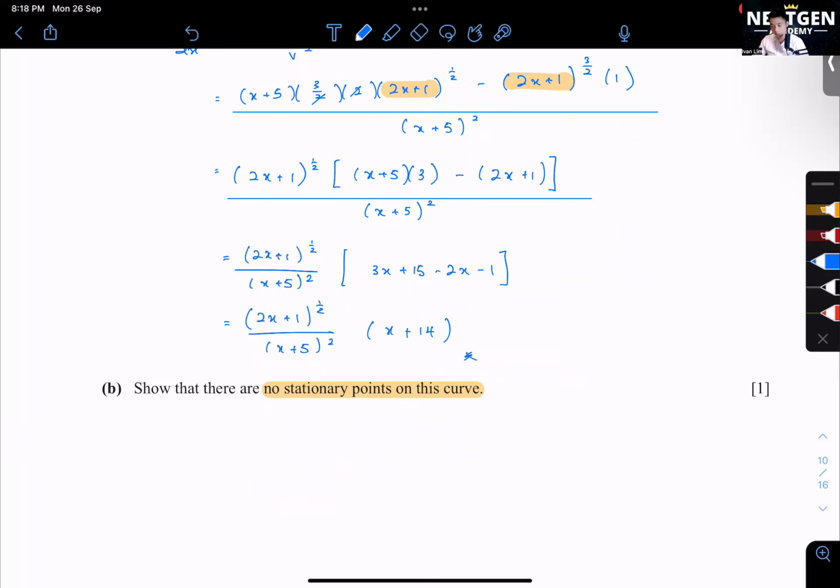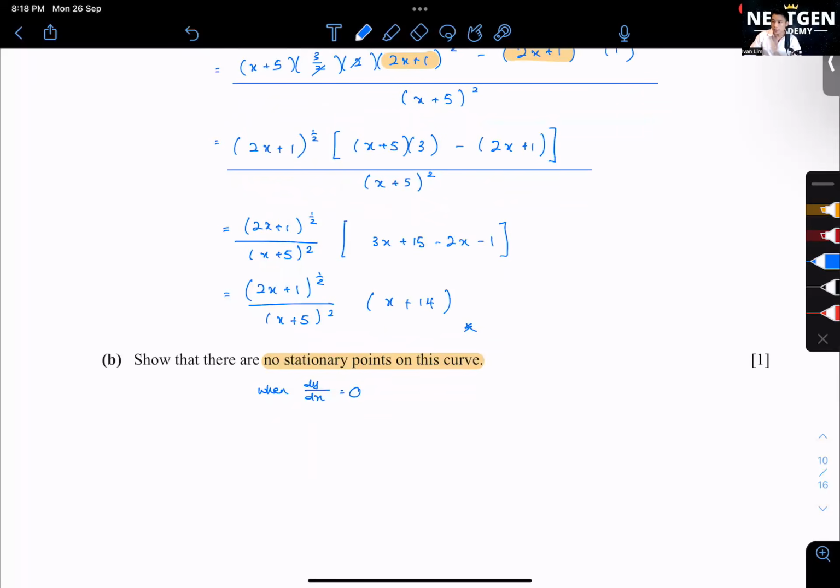Okay, I don't know why this one is 1 mark only. The working is quite a bit. There's more than one step, but somehow 1 mark only. Okay, so when dy over dx equals 0, you need to test. You see these values here.